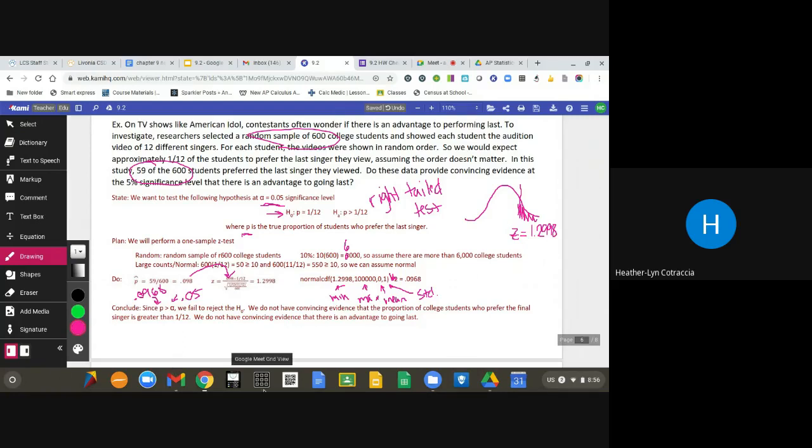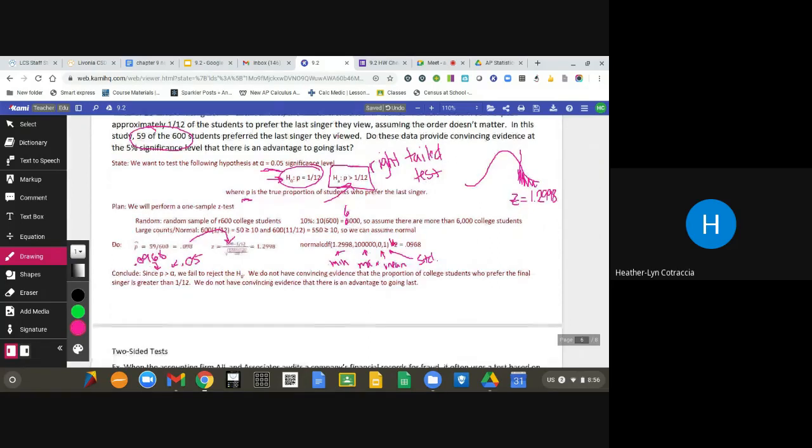Fail to reject the null is another way to say you don't have convincing evidence to say that the alternative is correct. Always go back to the alternative when you are interpreting. So we do not have convincing evidence that the proportion of college students who prefer the final singer is greater than a 12th. We do not have convincing evidence that there's an advantage to going last. So always go back to the alternative. Do you have convincing evidence for the alternative, or do you not? In which case, since we failed to reject the null, we do not have convincing evidence for our alternative.